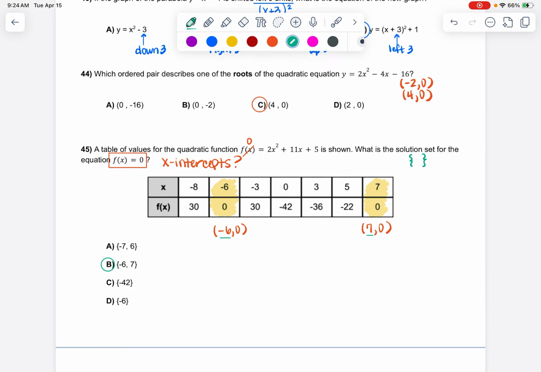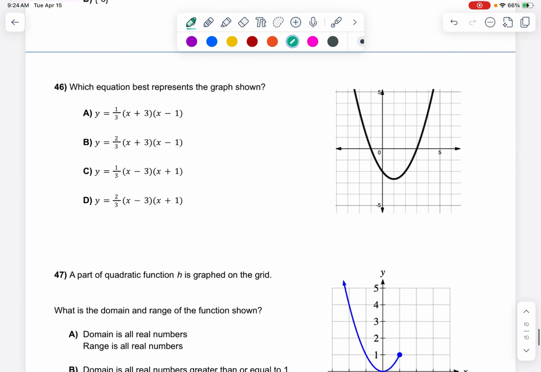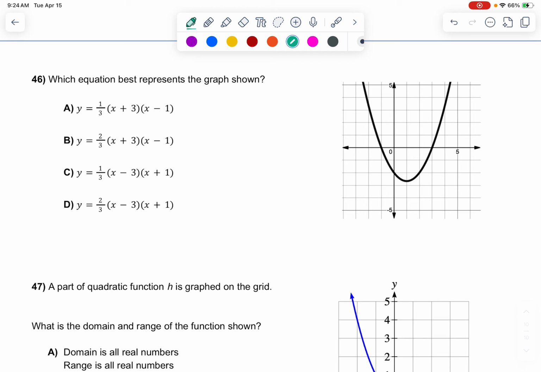Okay, all right, 3 more to go. Here we are. All right, number 46. Which equation best represents the graph shown? All right, so the first thing you want to do, and you can totally use Desmos, you can type all this into Desmos and see which one gives you the right value.